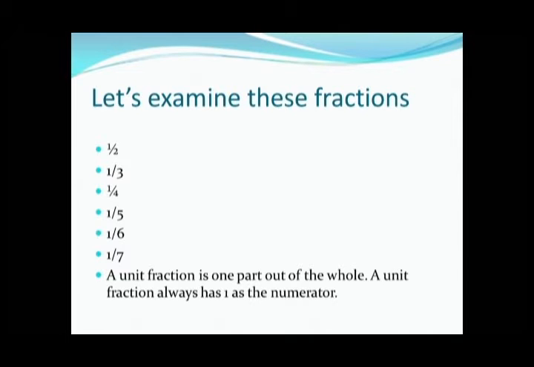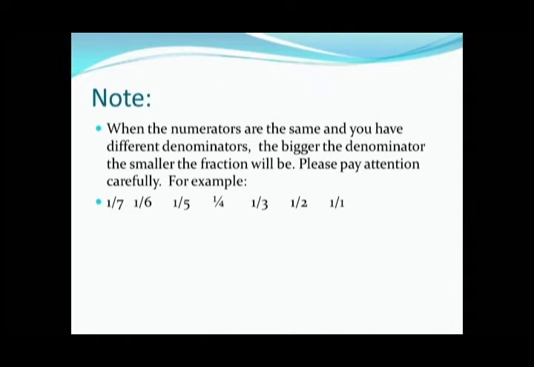Okay. Let's examine these fractions. These are called unit fractions. A half, a third, a quarter, 1/5, 1/6, 1/7. A unit fraction is one part out of the whole. A unit fraction always has 1 as the numerator. Note, when the numerators are the same and you have different denominators, the bigger the denominator, the smaller the fraction will be. Please pay attention carefully.